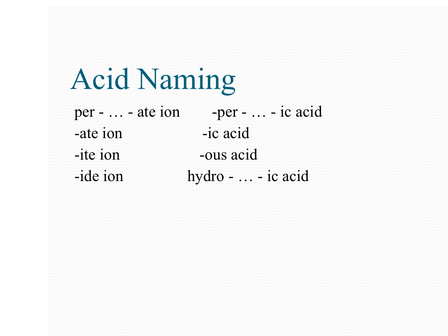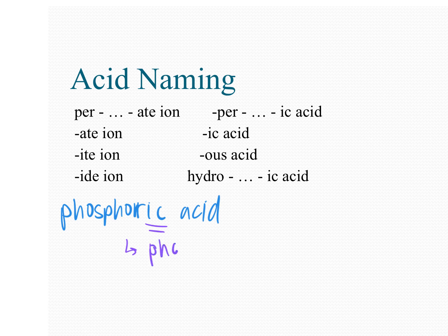Let's say that I want you to figure out what is the formula for phosphoric acid. I've got to first figure out what are the prefixes or suffixes added on here. It's just ic. And so that means the acid must come from what anion? Say the whole name. It must come from phosphate.